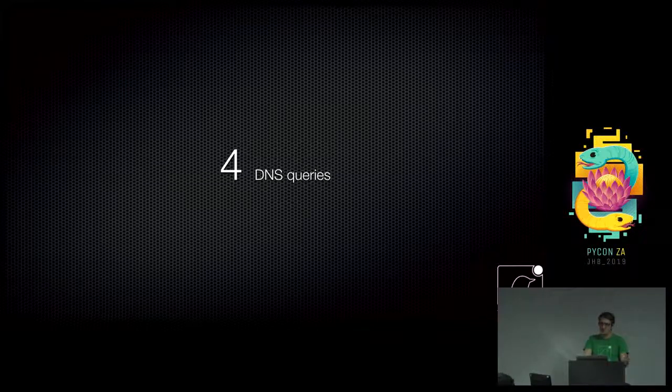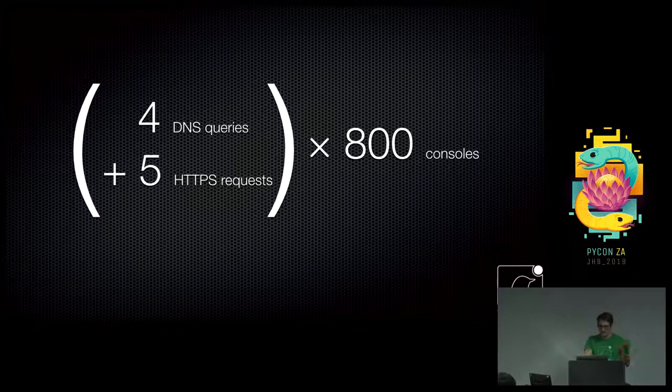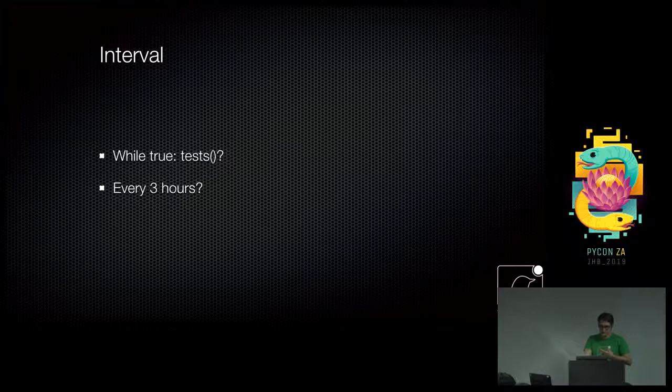So we have those four DNS queries we spoke about, those five HTTPS requests, and those 800 or so customers that we have. That leads to over 7,000 tests that we need to perform. Just to be clear, we have those 7,000 tests that we can run at one point in time that would tell us the overall health of our infrastructure, but that won't help us in the future.